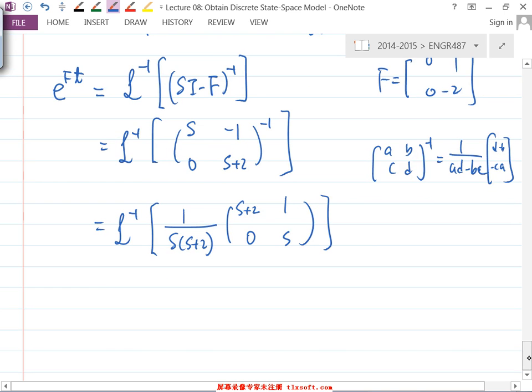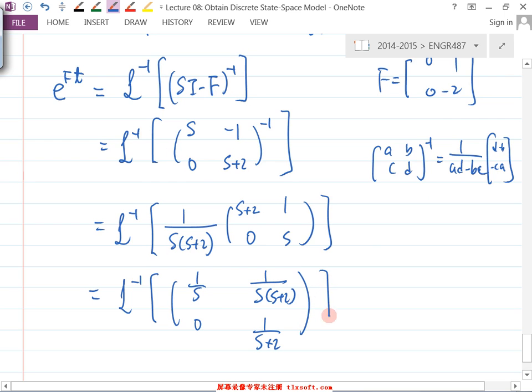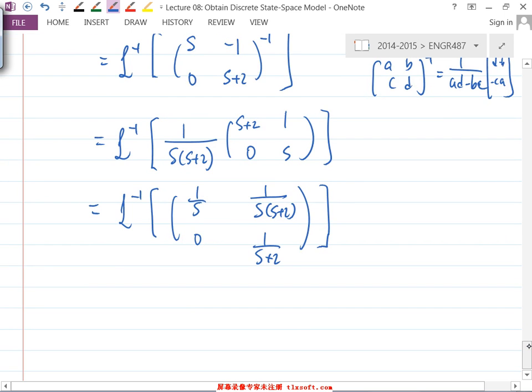Okay, so multiply this term into the matrix here, right? For the first term, you get s plus 2 cancelled. For this one here, nothing changed, so just like that. For this term, s plus 2. Okay, right? So ultimately, now it boils down to the inverse Laplace of this matrix. Inverse Laplace of each one of the elements, right?